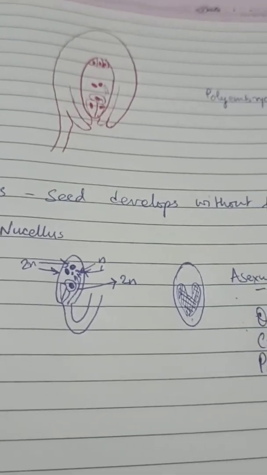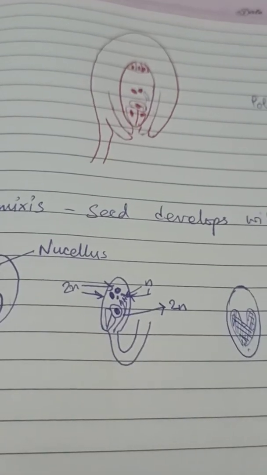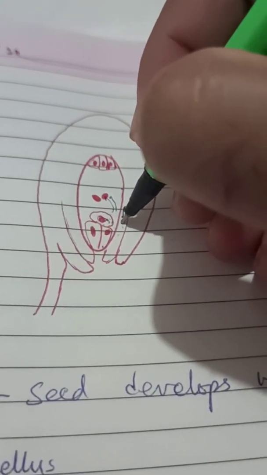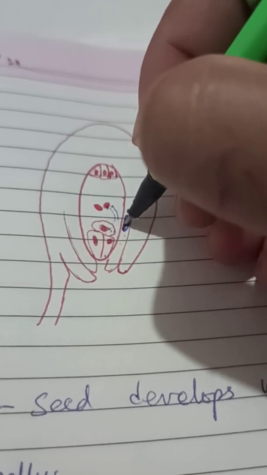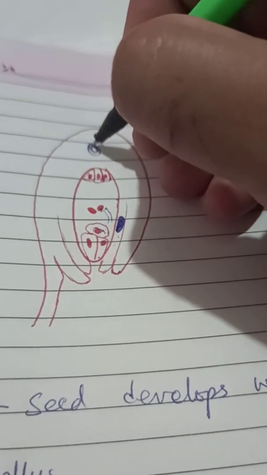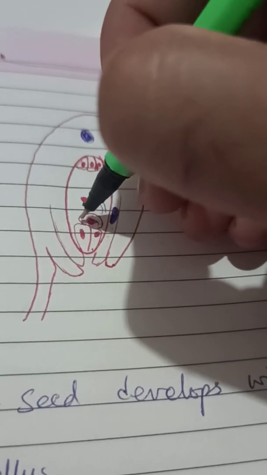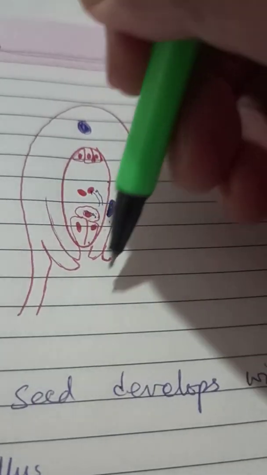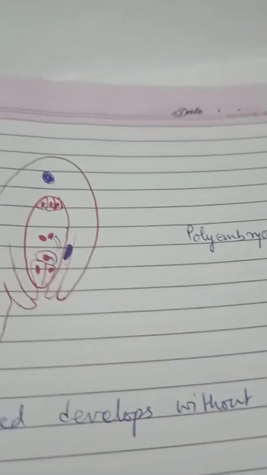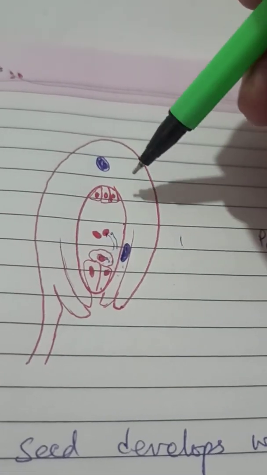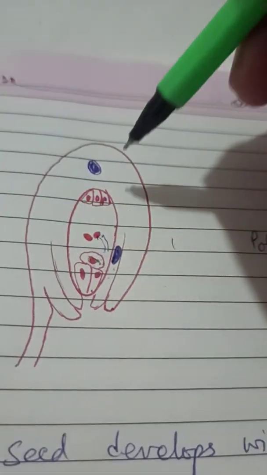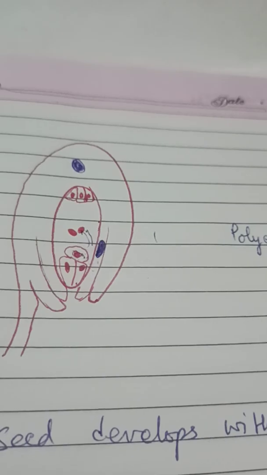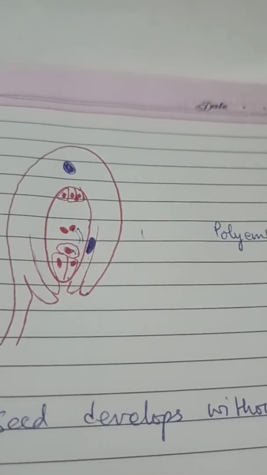Keeping that in mind, consider that instead of going for apomixis, the embryo itself develops from the integument or from the nucellus, along with the normal seeds also. This kind of growth is known as polyembryony, because polyembryony means that from a single ovule you are getting multiple embryos developing, and that is considered polyembryony.